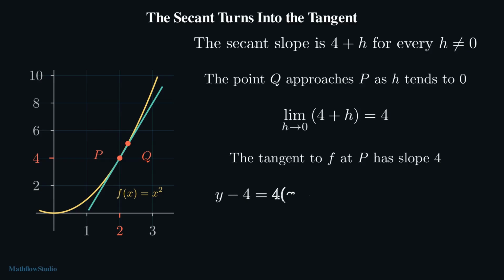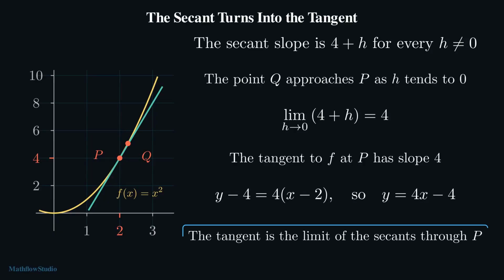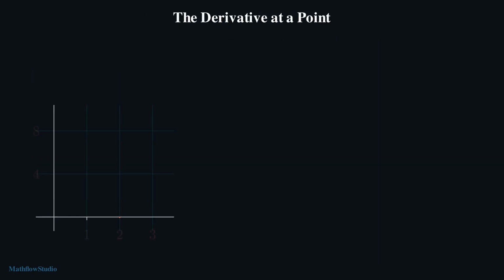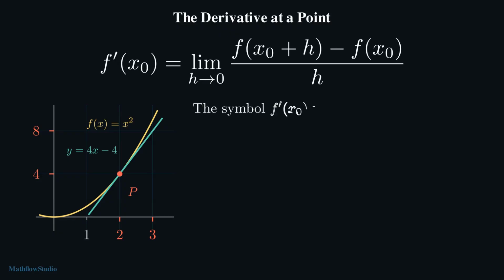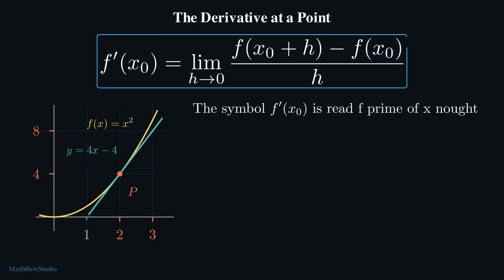The point slope form gives y minus 4 equal to 4 times x minus 2, so y is 4x minus 4. The tangent is the limit of the secants through the point P. The tangent to the function f at the point P is the line y equal to 4x minus 4. The slope of that tangent is written f prime of x naught, the limit of the difference quotient as the number h tends to 0.